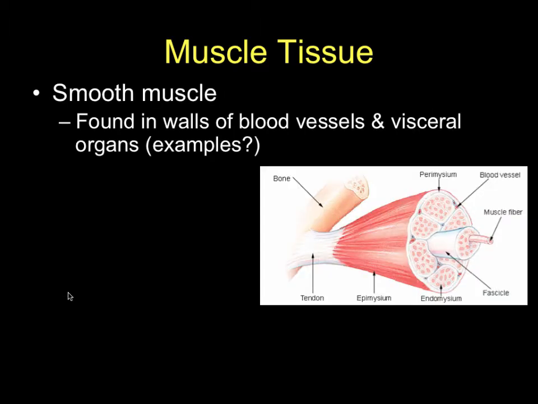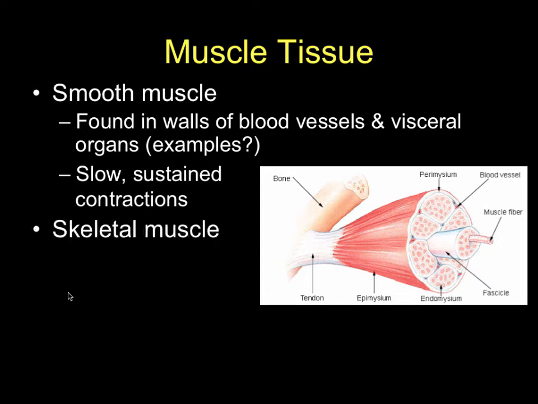Alright, so smooth muscle, again, we find smooth muscle in the visceral organs, like the intestines, in the stomach, those kinds of places. We also see it in the walls of blood vessels, so we can have blood vessels dilate and constrict, vasodilation, vasoconstriction, for example, because of smooth muscle located especially in the arteries and arterioles. Smooth muscle is known for smooth, relatively slow, and sustained contractions, like when you're moving the remnants of your last meal along your digestive tract.